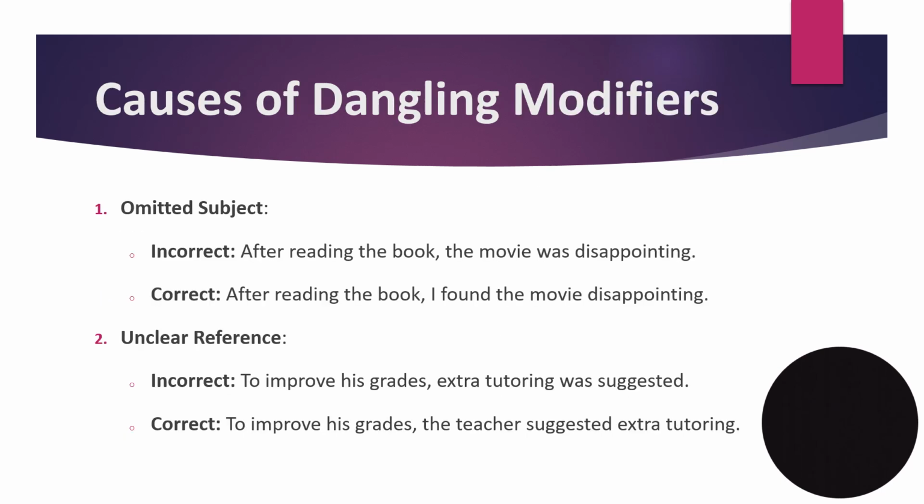Causes of dangling modifiers. First, we have the omitted subject. Incorrect: after reading the book, the movie was disappointing. Correct: after reading the book, I found the movie disappointing. So here, the subject was missing in the first sentence. That's why it was confusing. Unclear reference, incorrect sentence: to improve his grades, extra tutoring was suggested. Now the correct one: to improve his grades, the teacher suggested extra tutoring.